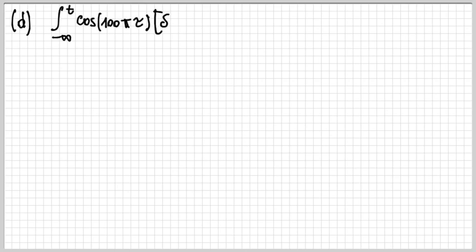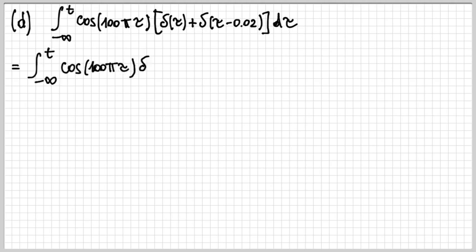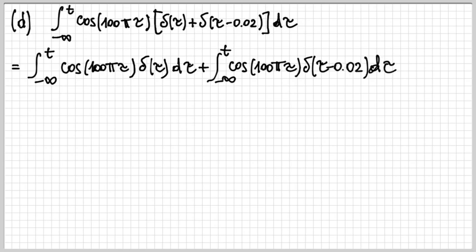In this exercise, I need to calculate an integral. So it's the integral of a product between a cosine and a sum of deltas. So how to do this easily? Again, we can use the distributive property, and we therefore decompose the integral into two integrals. So we can try to solve them separately, which is probably easier.